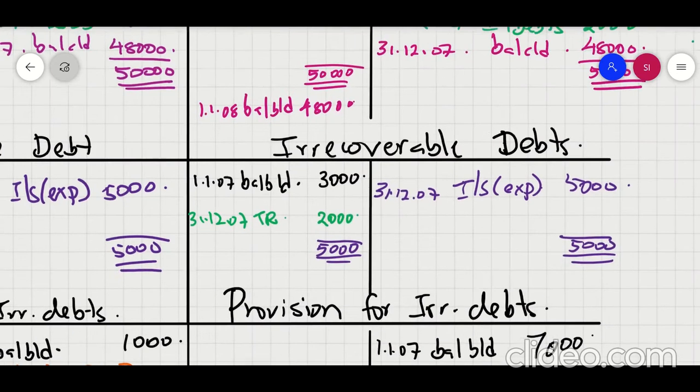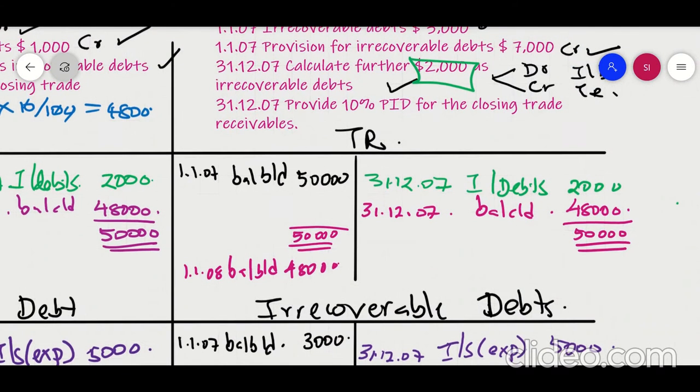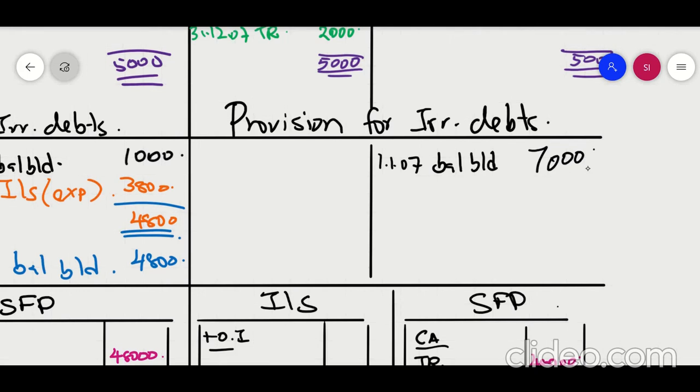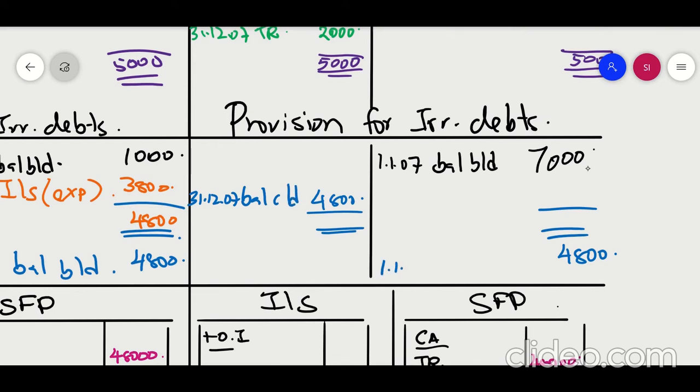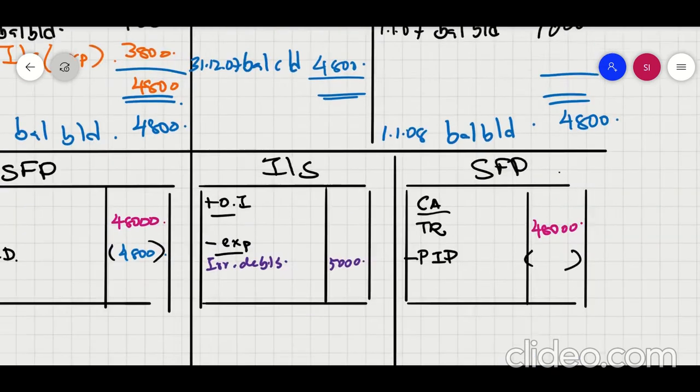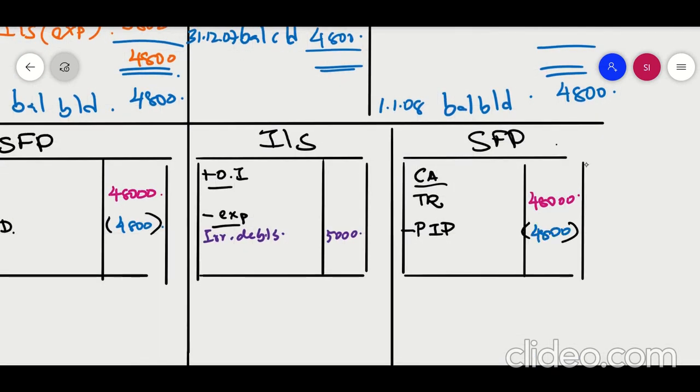Now we need to calculate provision for irrecoverable debt. Our closing balance is 48,000 trade receivables. 48,000 into 10% gives us 4,800. Now let's show this impact over here. 4,800 on the debit side and on the credit side. 31st 12/07 balance carried down, 11/08 balance brought down. Once we are done with this, show this 4,800 over here.